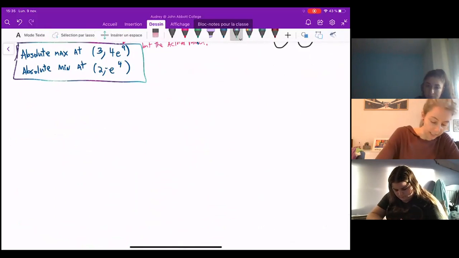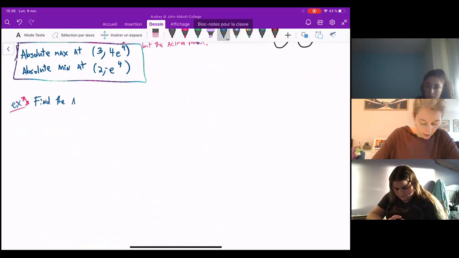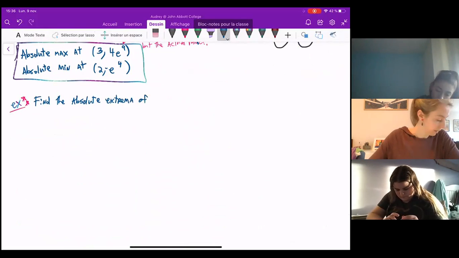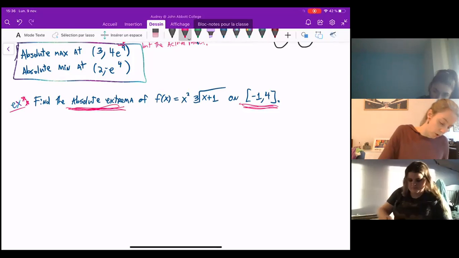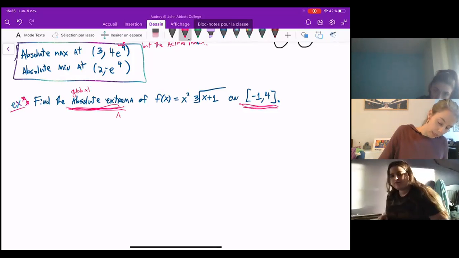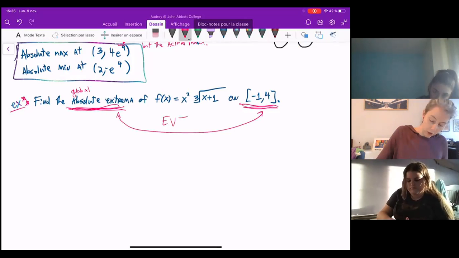So this brings us to our next example. Find the absolute extrema of f of x equals x squared times the cube root of x plus 1 on [-1, 4]. Again, we have that closed interval and we have the word absolute, or global, here. These 2 things tell us that we should be using the extreme value theorem.